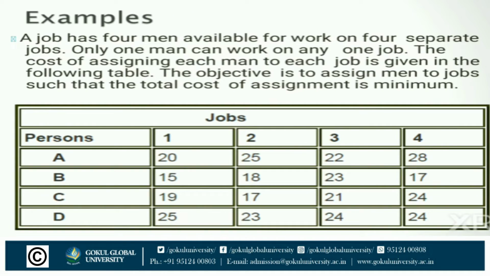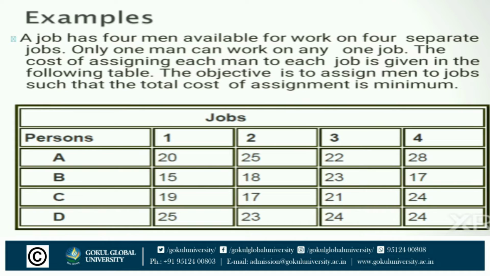Example number 1. A job has 4 men available to work on 4 separate jobs. So here we can see that persons A, B, C, D have jobs 1, 2, 3 and 4. This type of problem is a balanced problem. Only one man can work on only one job, and the cost of assigning each man to a job is given in the following table. The objective is to assign the men to the jobs such that the total cost of assignment is minimum. Here the persons and jobs are equal, so it is a square matrix.